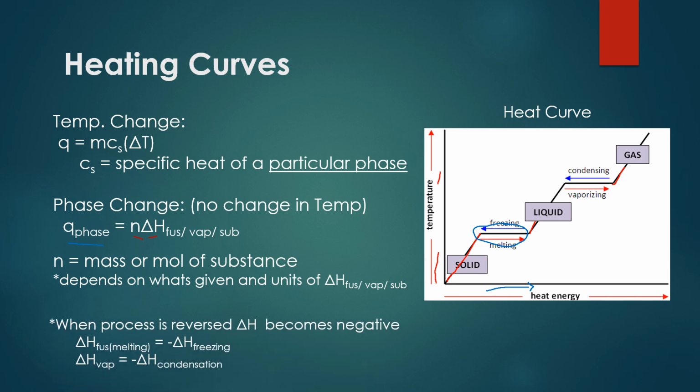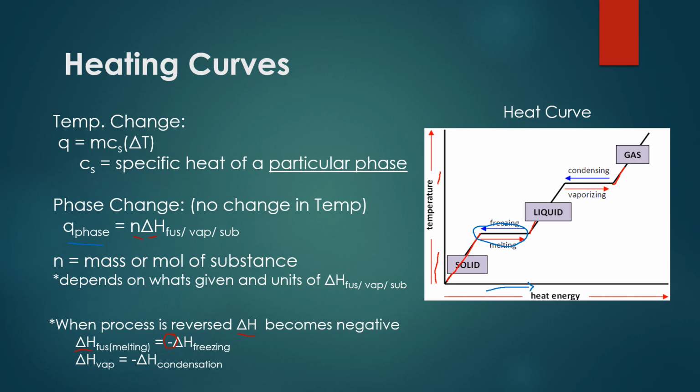It's important to note as well, when the process is reversed, you also need to change the sign, or reverse the sign, of that delta H. For instance, if they give you the change in enthalpy of fusion, so this is when we are taking a solid and melting it into a liquid, but you need the delta H of the reverse process, so it's freezing instead of melting, make sure to put a negative sign in front of that value.